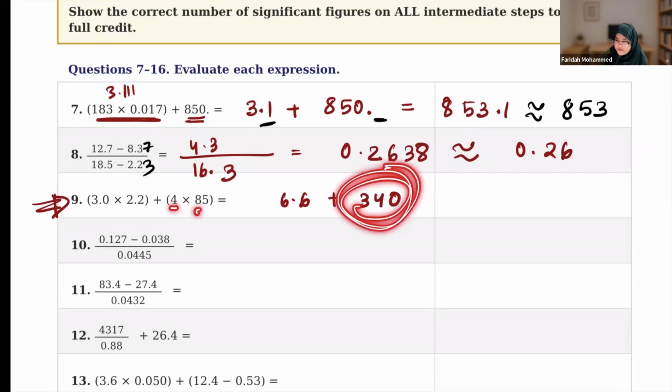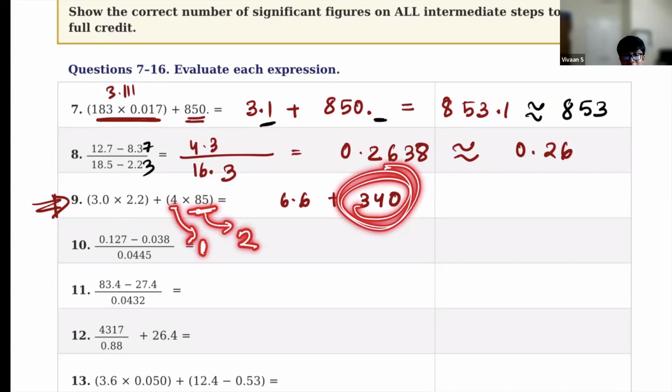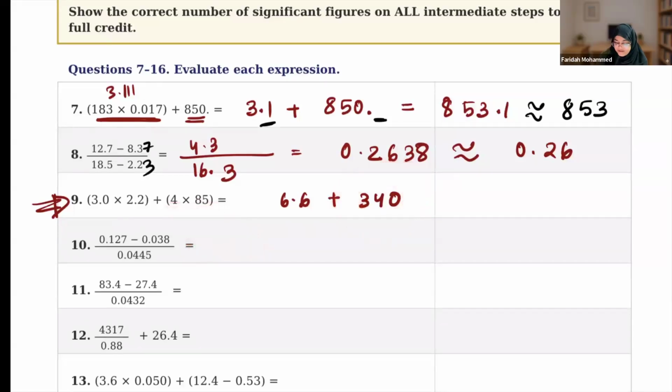You multiply, so you have to look at the sigfigs, right? 4 has how many sigfigs? There's 1. 85 has 2. So your answer should have... no, you're not adding them. I meant the lowest one, 1, right? So your answer right now has how many sigfigs? 2, because the zeros at the back are not significant if there is no decimal, right?